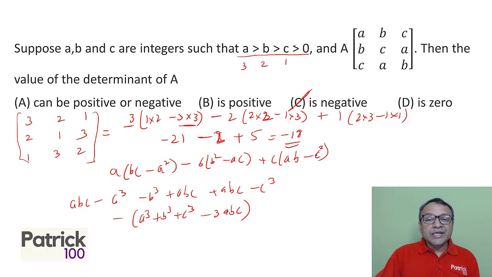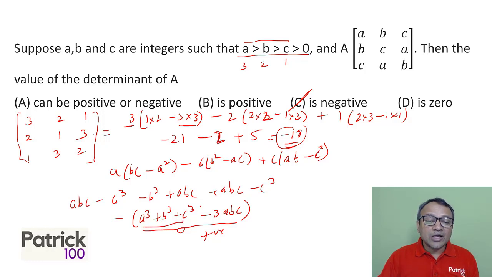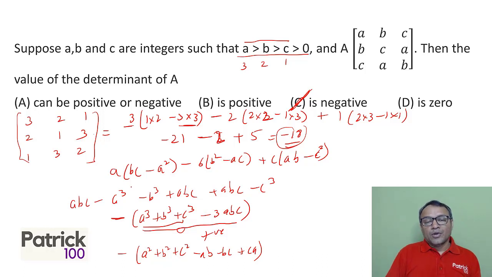Since a, b, c are integers more than 0, technically this value should be positive. I mean, I took small values 1, 2, 3 and got a negative value. If I take bigger values of a, b, c, a cube, b cube, c cube will be very large, so automatically this has to be positive. So with the negative outside, the whole value will be negative. You can mark negative. You can also use the formula for a cube plus b cube plus c cube minus 3abc. If you know, it is (a plus b plus c) into (a square plus b square plus c square minus ab minus bc minus ca), which is also positive. So you will get overall negative. So you can substitute the values, that's the easier and faster way to go, or you can solve by equations.